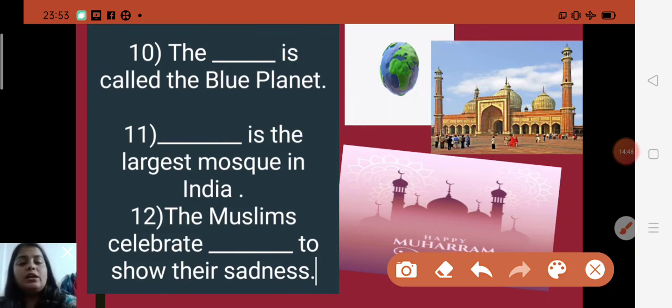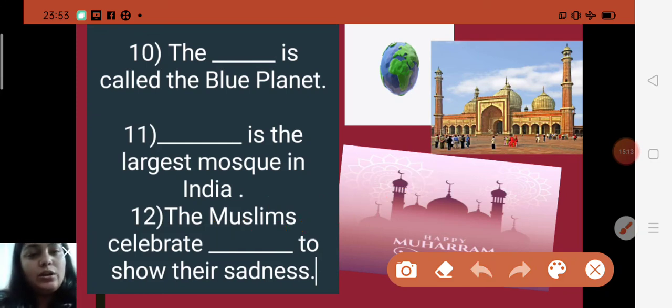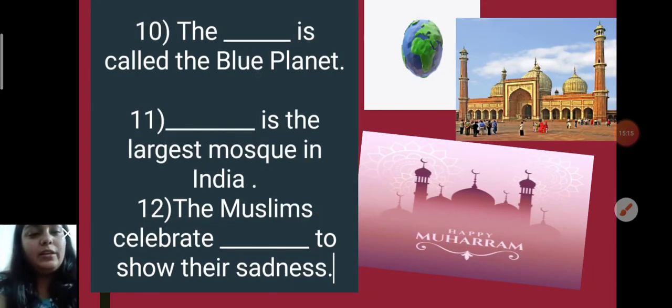Now next, the Muslims celebrate dash to show their sadness. What is the name of this festival? Yes, Muharram, children. Muharram is the festival. On that day, people show their sadness. The Muslims celebrate Muharram to show their sadness. Understood?